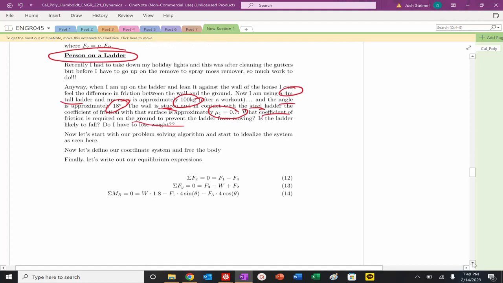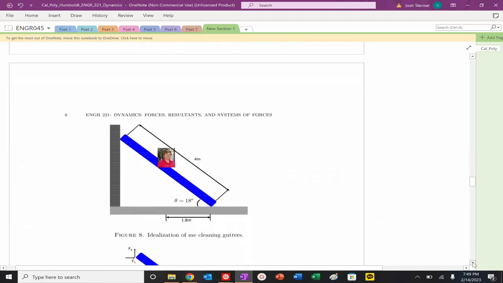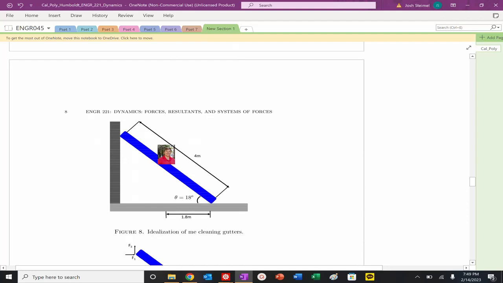Idealize our system. I'm standing on the ladder. I have here my coefficient of friction 1, which is 0.7. I don't know what coefficient of friction 2 is here. I've got this angle theta. I'm going to have some weight, which will be equal to mg. I would expect there are reaction forces here and here, but this is a pretty good idealized system.